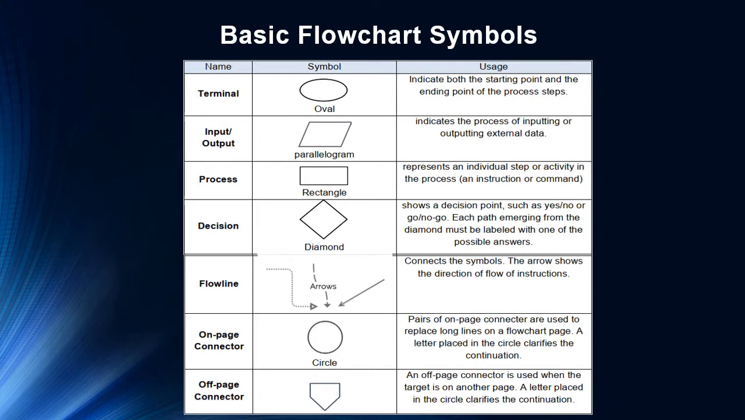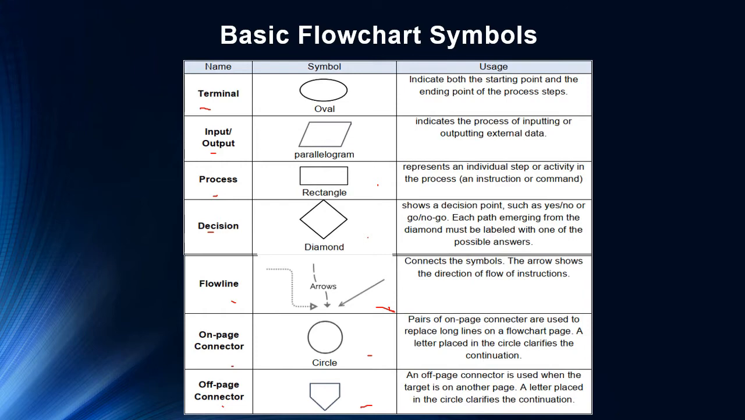So here are the basic flowchart symbols. We have the terminal, input-output, process, decision, flow line, on-page connector, and off-page connector. And these are its symbols: the oval, parallelogram for input-output, rectangle for process, diamond for decision, arrows for flow line, circle for on-page connector, and the off-page connector.